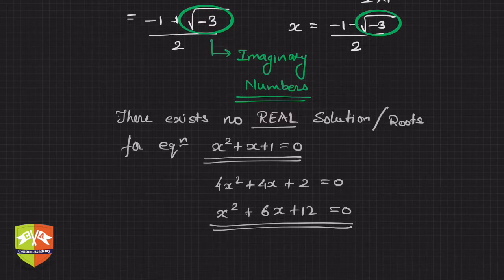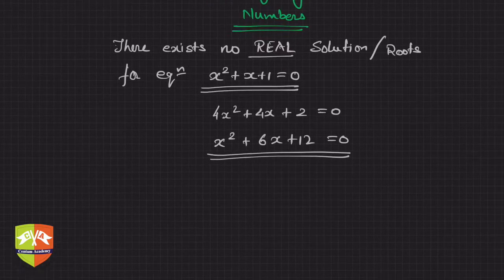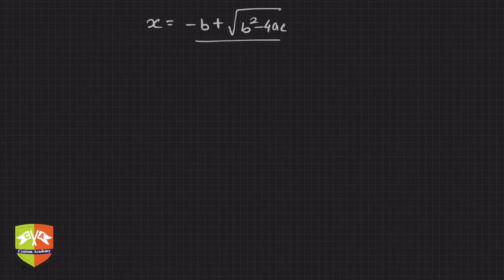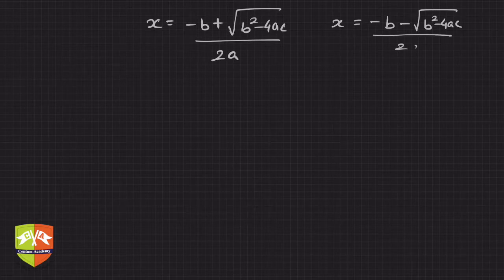So let us now analyze it from a general perspective. What do I mean? Let us say the roots of our equation by Sridharacharya's rule were x is equal to minus b plus under root b square minus 4ac upon twice a. This was the first root. And the second root was x equals minus b minus root of b square minus 4ac upon twice a.